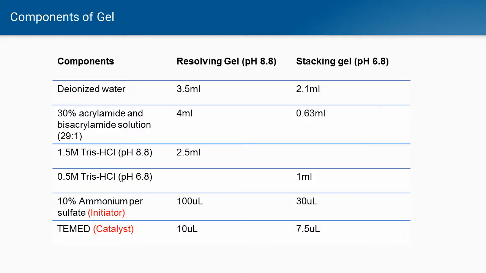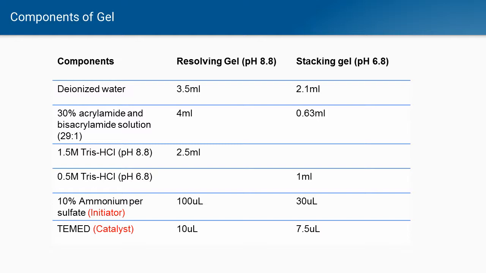The components of the gel, you can see it clearly in this table. The constituents are nearly the same except for the Tris HCl. So for resolving gel, we use 1.5 molar Tris HCl, pH 8.8. For stacking gel, the concentration of Tris HCl is quite low, it's 0.5 molar, and its pH is 6.8. Then ammonium persulfate is there and TEMED is there. Ammonium persulfate is the initiator and TEMED is the catalyst.